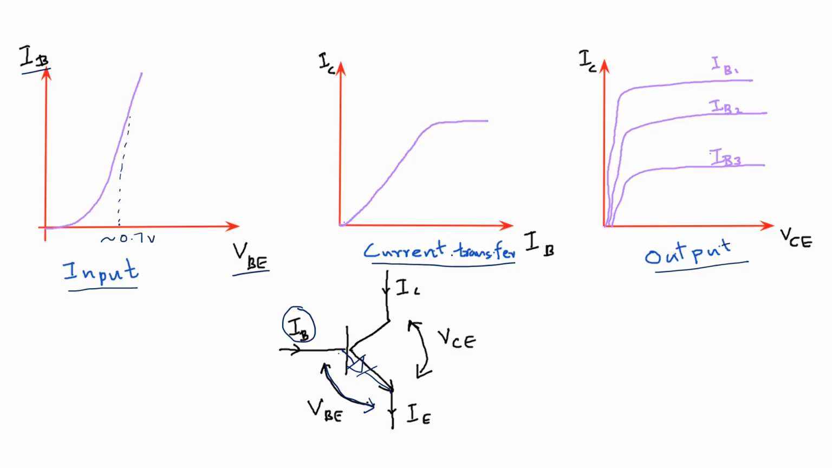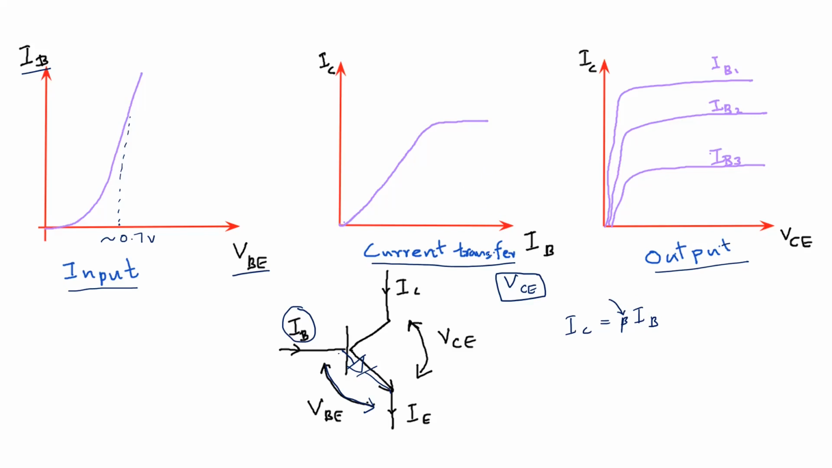Then the transfer characteristic. So in this case, we assume that VCE is a constant. So when we keep VCE constant, we obtain current transfer characteristics. So that is where the real function of the transistor exists. When transistor operates in active mode, we used to write IC equals beta IB, and beta is the current gain.